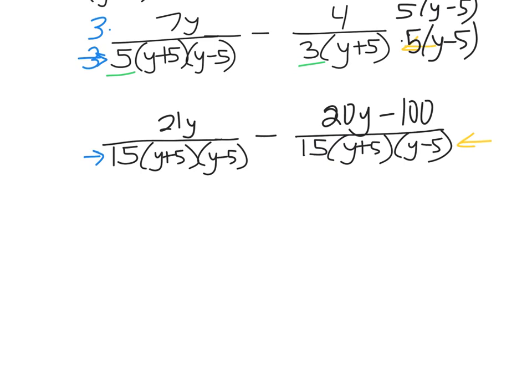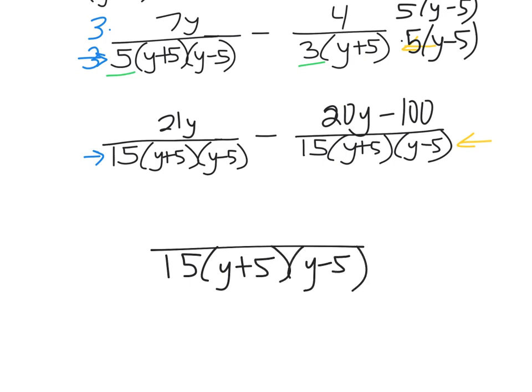All right, we're ready. We're finally there. We get to subtract these now. So we have our common denominator of 15 times y plus 5 times y minus 5, and now we're going to subtract. 21y minus 20y is y. And then a lot of people are going to accidentally write minus 100 here. Yes, you need to distribute the minus. It's a minus 100 plus 100.